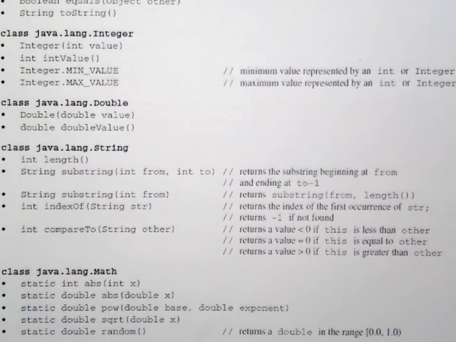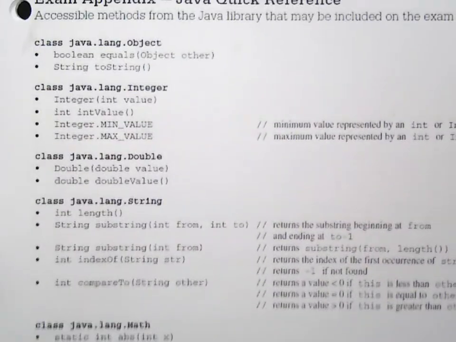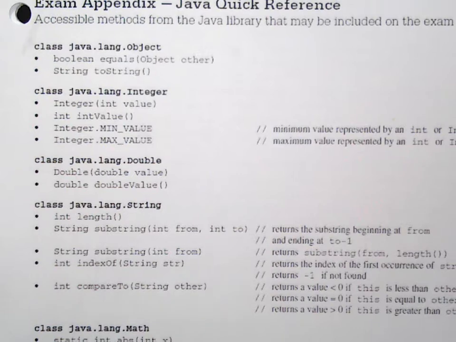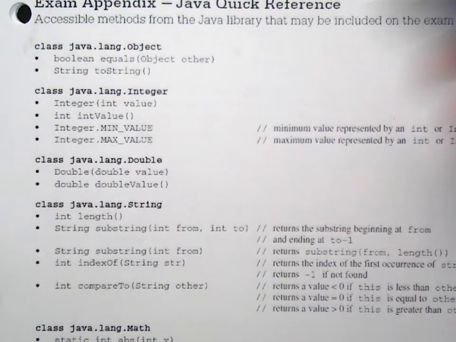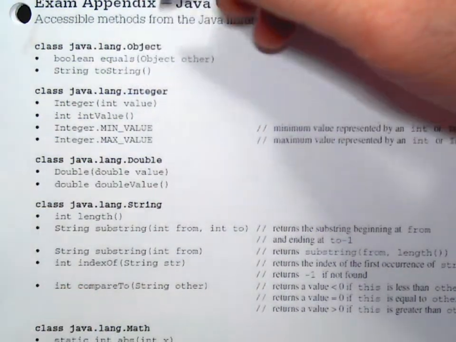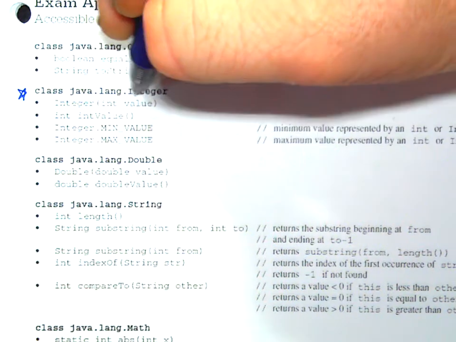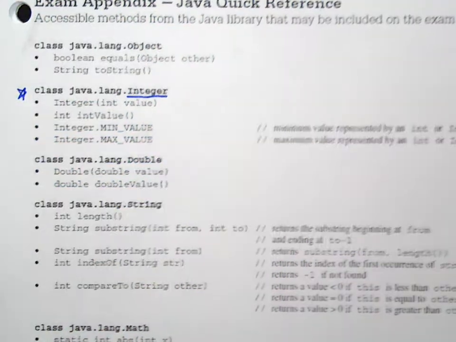So let's see. This is the Java quick reference, which you have access to during multiple choice and free response. Now, there's the Integer class right here, the second on the list. So this is the Integer class, and we don't use it a ton.